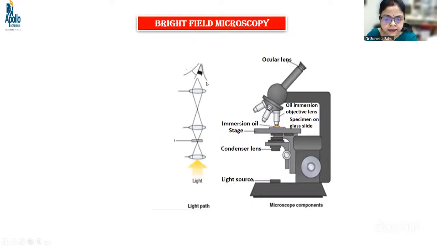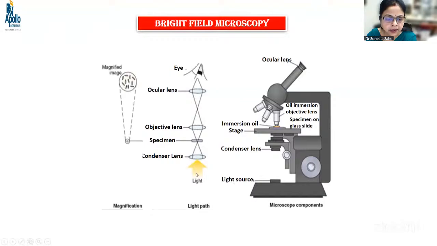Now, this is a schematic diagram. This is where we see the ocular lens, which is close to the eye, the objective lens, which is close to the specimen, and then the condenser, which is below, and the light comes from here. This is the light path which goes through the condenser, specimen, objective lens, and ocular lens, and then goes to our eyes, and we see the magnified image. That is why we use bright field microscopy, so that we can see the organisms or objects which are not usually visible to the naked eye.